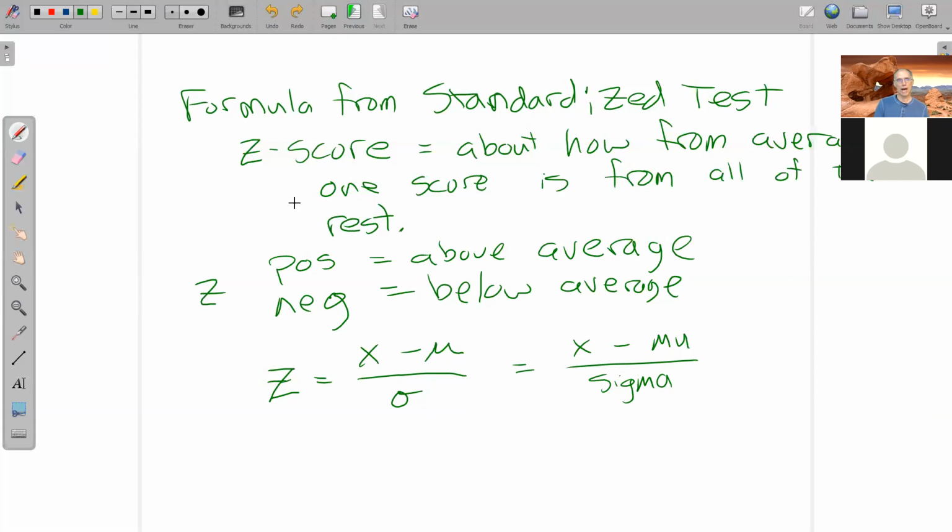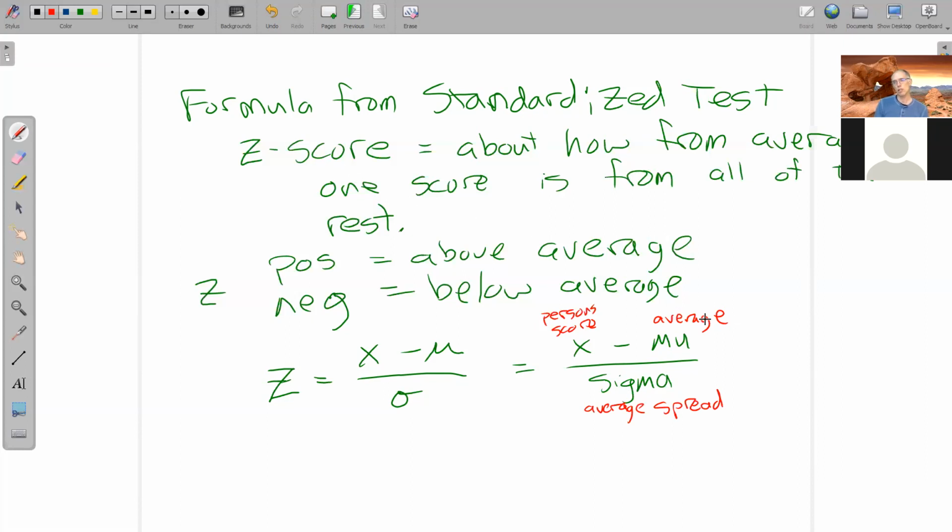Mu right here is the average of all of the scores in the test. The x is some person's score. And the sigma is a measurement of the average spread of the data. Sometimes when I give a test, all the scores are close together, like everybody got between 70 and 95. But other times the grades are all over the place, like somebody scored a 10 out of 100 and somebody else got 100. So there's lots of different spreads that data have.